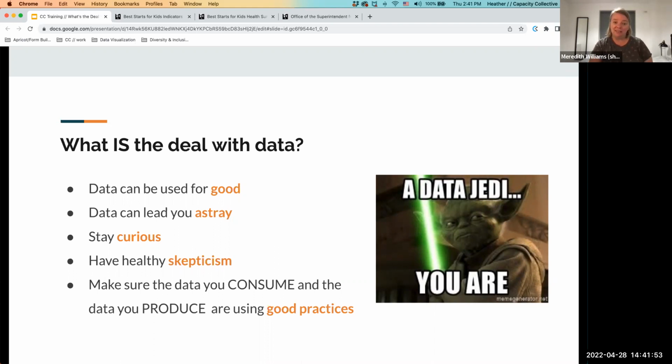Maintain that healthy skepticism. Not all data is bad, but not all data is good. So it's good to produce and consume in a way that has good practices. Make sure the data you consume and the data you produce are using those good practices, so that you're telling an accurate story of the amazing people you work with.